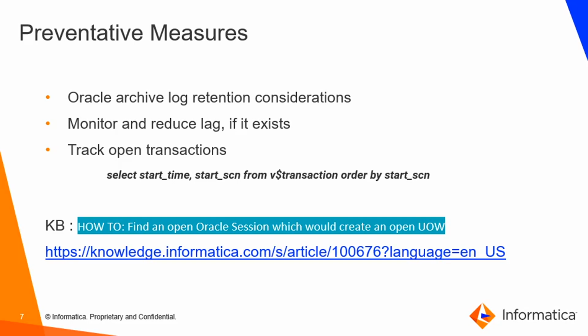And if you find lag in the CDC process, please raise a case to find out if there are ways to improve the performance. Keep track of open transactions. The job queries $V_transaction to get the SCN of the oldest open transaction. There is also a KB article to identify the session that created the open transaction. You may use that output to issue a commit or rollback to those transactions.